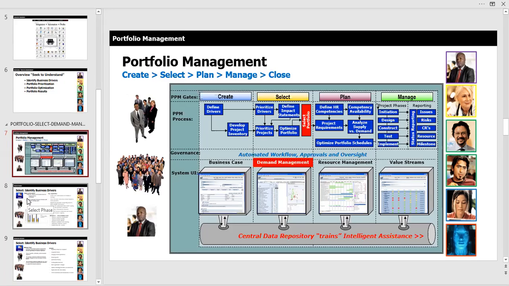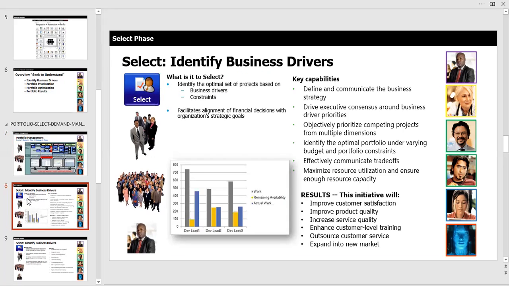You can see in red, it says select portfolio at the top, and then it says demand management. And at the bottom, it says the central data repository trains intelligent assistants. So all of the work being done in this process is designed to ultimately train the intelligent assistant, so that as you move through this process, you get feedback from your assistant about, here's the highest and best use of your resources. So that's what we're going to be touching on today.